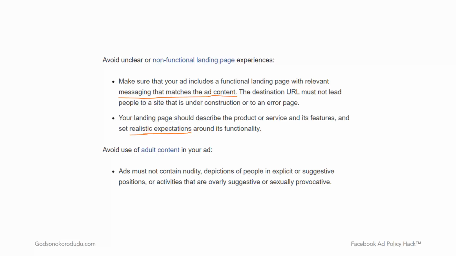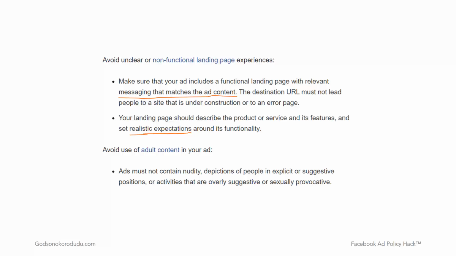At the same time, your landing page should describe the product or service and its features and set realistic expectations around its functionality. So you cannot just have a blank landing page. It must have all the following information about your product, its features, how it works, and all of that.